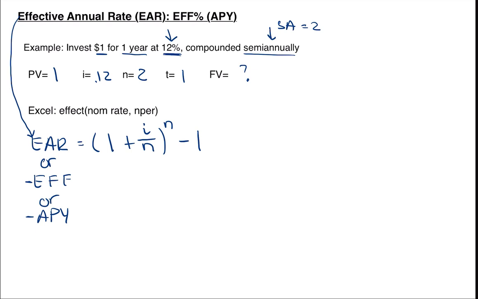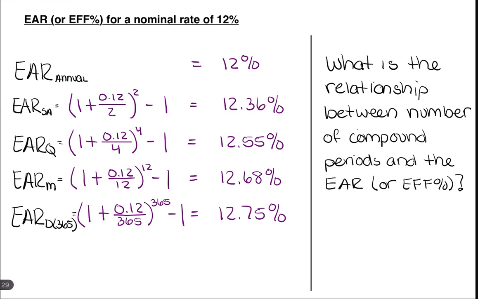So how does this look when we do it? And how is it different depending on how it's compounded? So on this next page, we can see we have a 12% nominal rate. What is the effective rate when it's being compounded? So if it's being compounded annually, we have just our regular rate of 12%. If our account is being compounded semi-annually, which means it's being compounded twice a year, our effective rate is 12.36%.